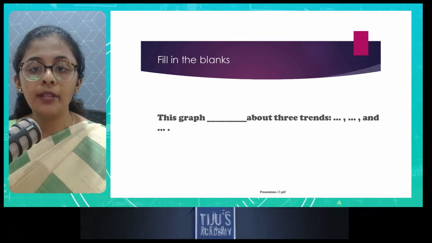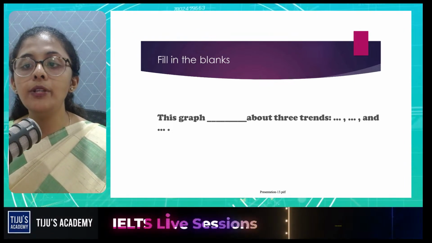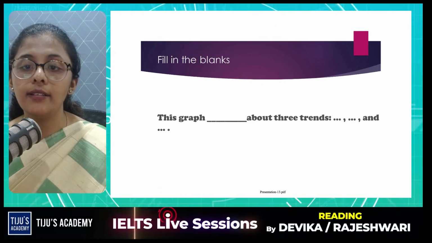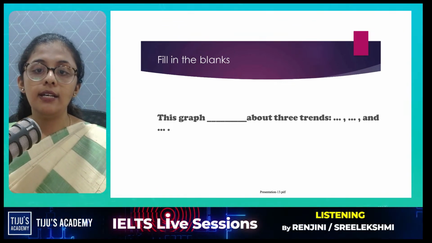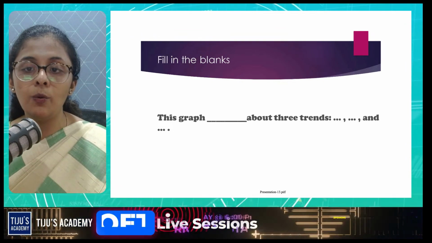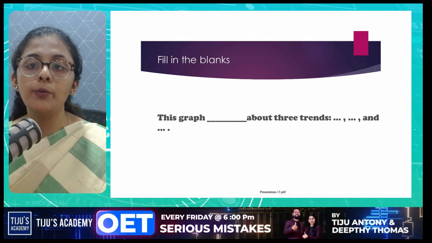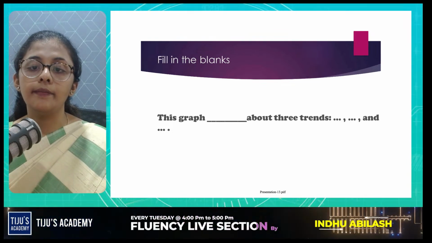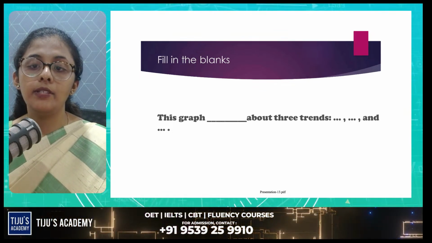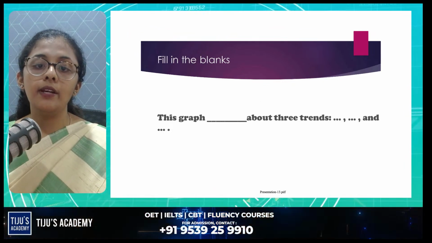Betty, very good. This graph dash about three trends, and there is also some information. They're telling about three trends. So what could be the introductory verb here? This graph dash. So there are three trends.